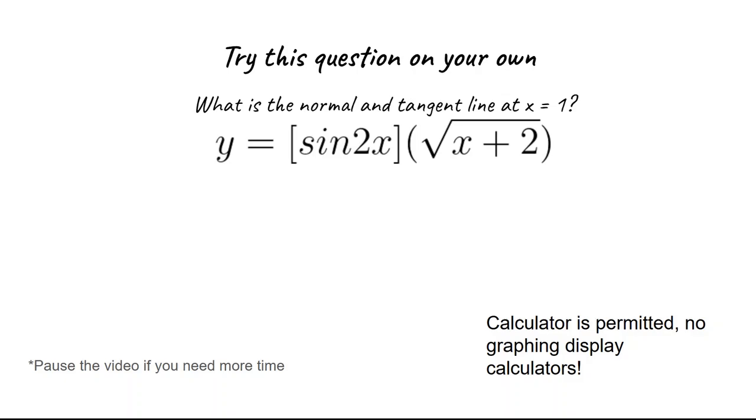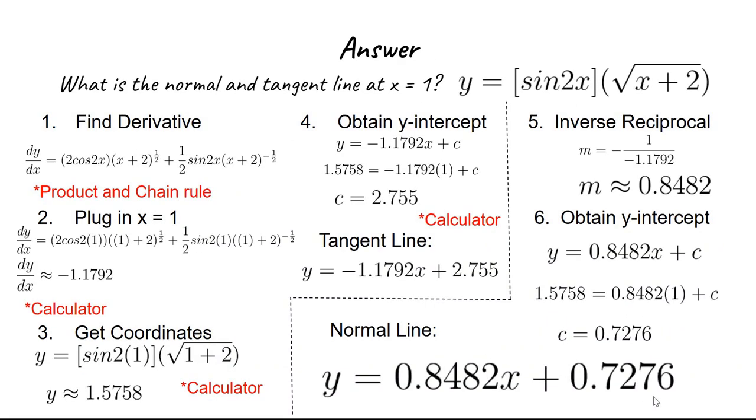Find the normal and tangent line at x equals 1 when y equals sine 2x times the square root of x minus 2. Remember, pause the video if you need more time. This is the answer. Please take the time to check over it. Pause the video if you would like.